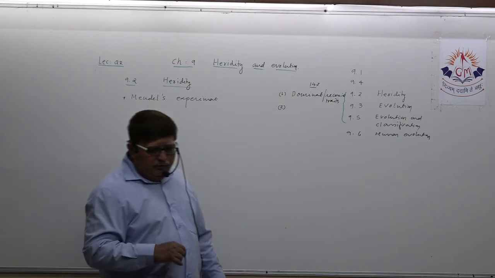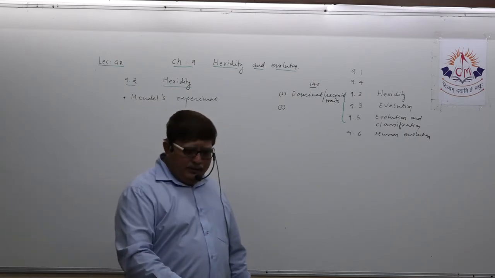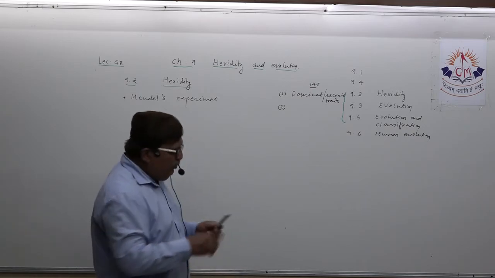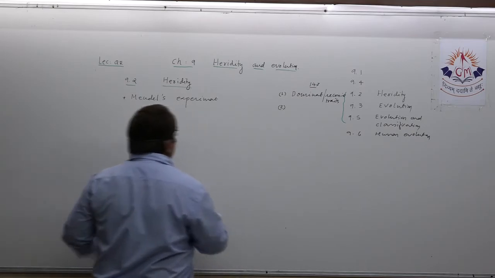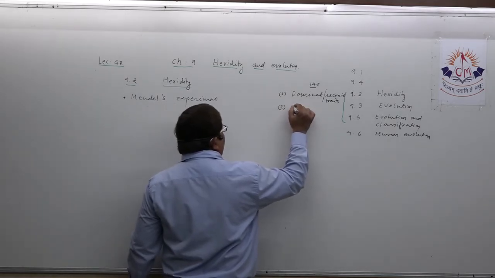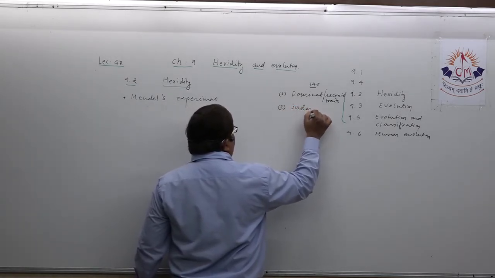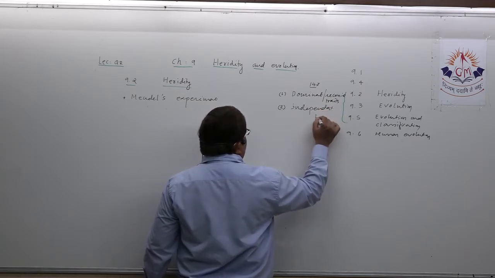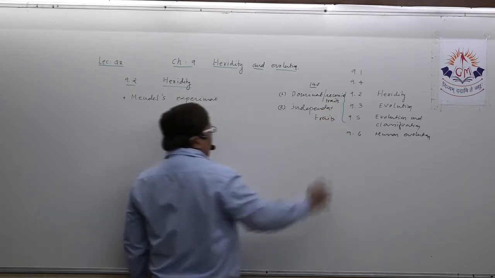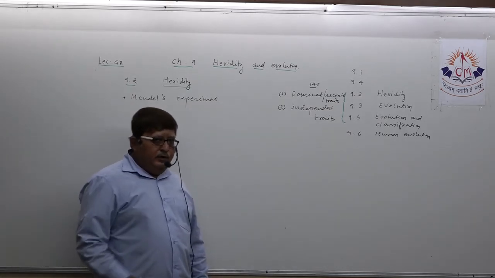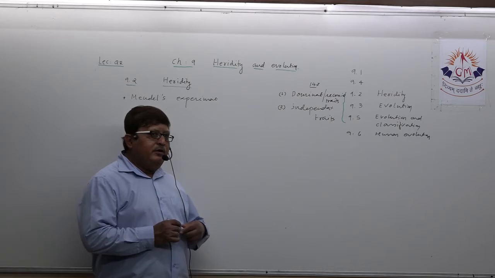Understand? He performed another experiment. See, dear student, that simple another experiment which he performed to answer your question number 2, that is inheritance of independent traits. Understand? Independent traits, where again he performed another experiment. Here, dear student, I am discussing in detail.